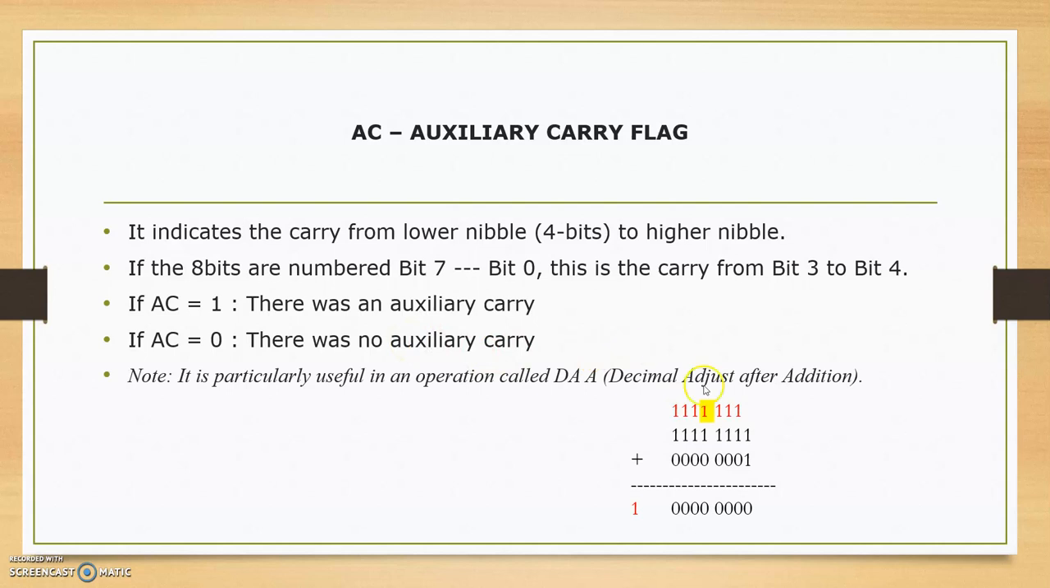Taking the same example, we are getting a carry out here. This is the lower nibble and this is the higher nibble. We are getting a carry out from the lower nibble to the higher nibble. This carry is called the auxiliary carry. In this case, the auxiliary carry flag will be set after doing this operation. And if there was no such carry, the auxiliary carry will be 0.